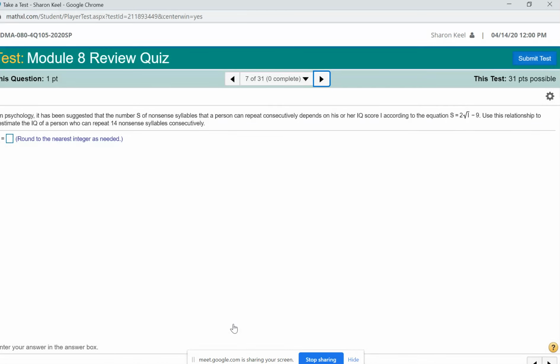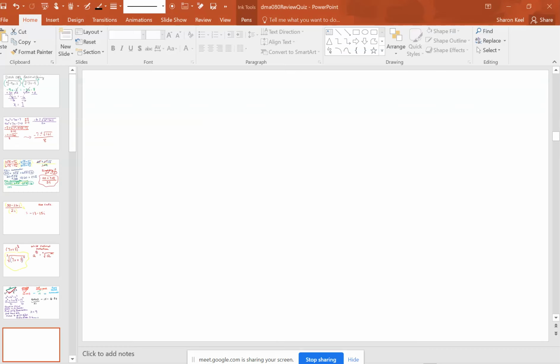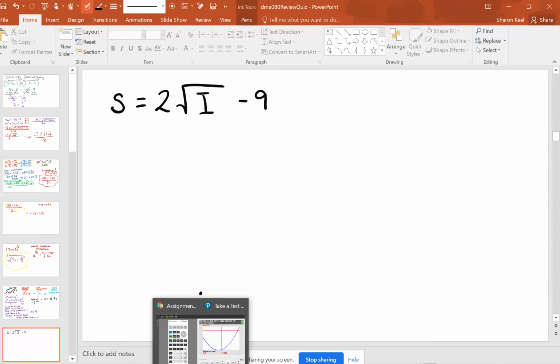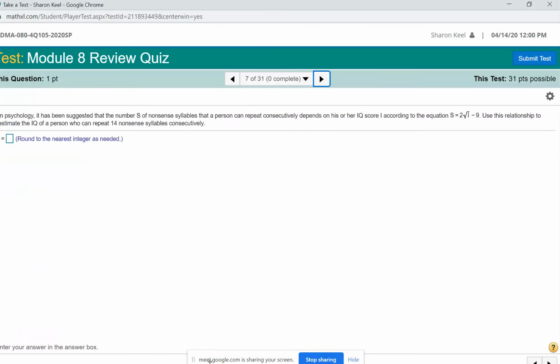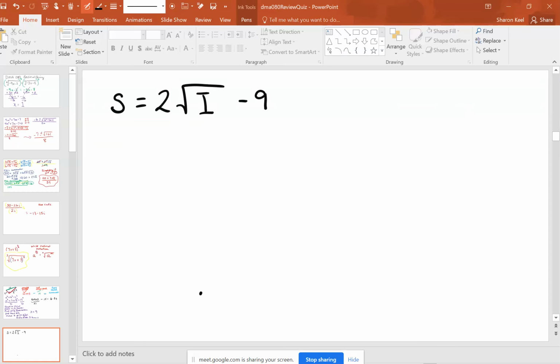In psychology, it's been suggested the number S of nonsense syllables that a person can repeat consecutively depends on his or her IQ score, I, according to this equation. S equals 2 square root I minus 9. Use this relationship to estimate the IQ of a person who can repeat 14 nonsense syllables consecutively.